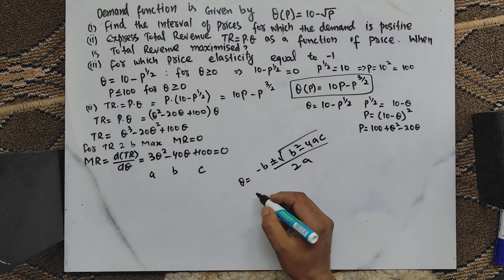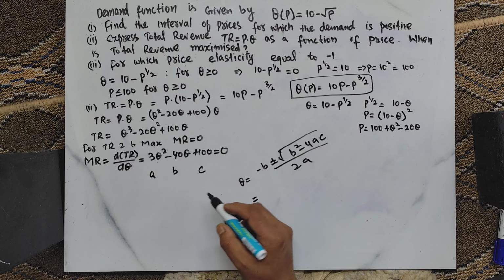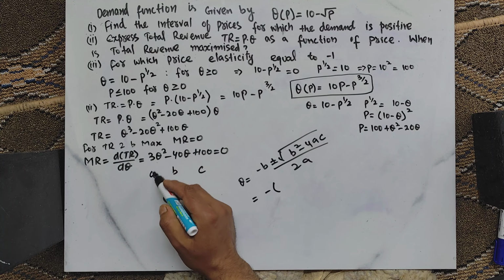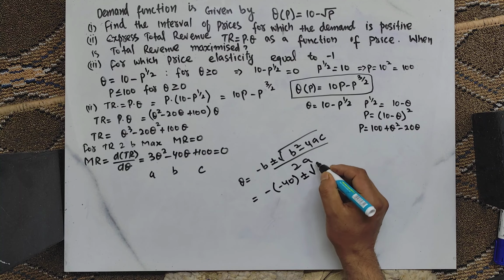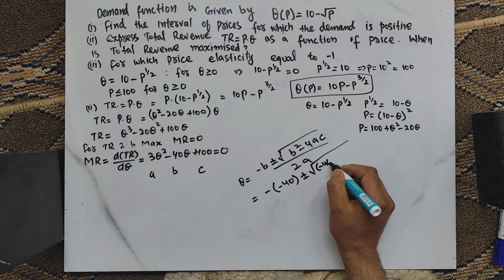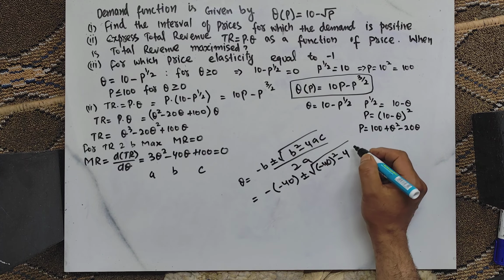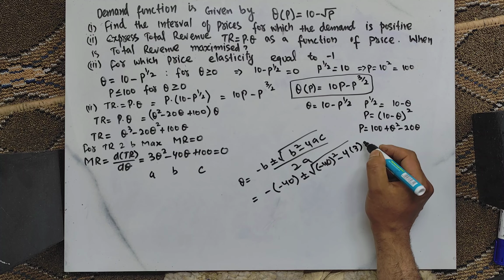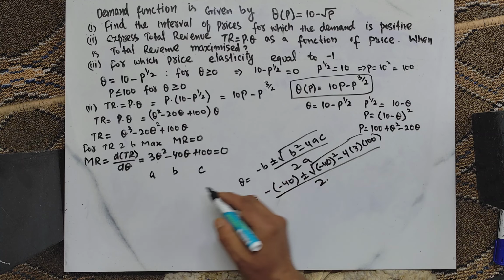A. Okay, so here we have minus B, negative B from the formula. The value of B is negative 40, then we have plus minus square root of negative 40 square, then minus 4 times, from the formula, A is 3, C is 100, divided by 2 times A, 2 times the value of A, which is 3.